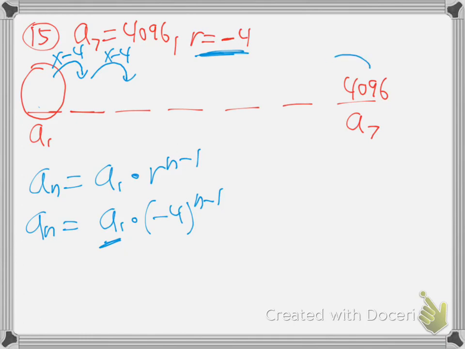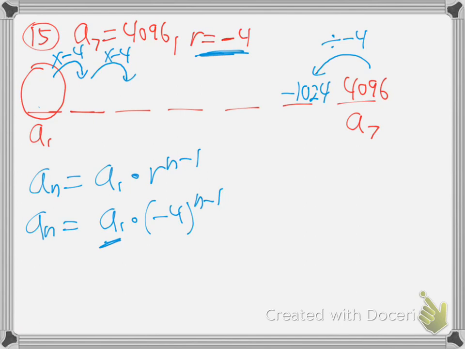So how are you going to go backwards in the list? Divide by negative 4, because that's the opposite of multiplying by negative 4. So if you take 4096 and you divide by negative 4, you get negative 1024.